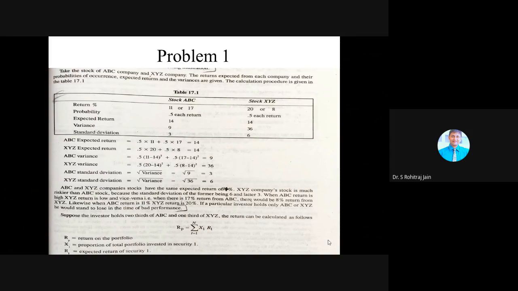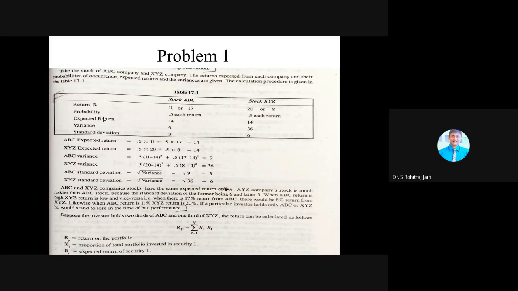What we have to calculate, let me first analyze the problem. See, you can see the table over there. You can see the cursor here. This column is stock ABC and stock XYZ. They have given the return in percentage: 11 or 17, 20 or 8. Then probability, that means what is the probability of getting 11 or 17? It is 50%, that is, you can see here 0.5 each. Similarly, the probability is 0.5, that is 50% each. Next, students, you have to calculate the expected return, variance, and standard deviation.